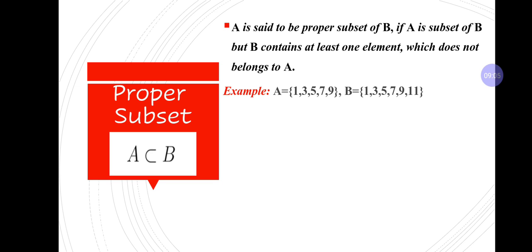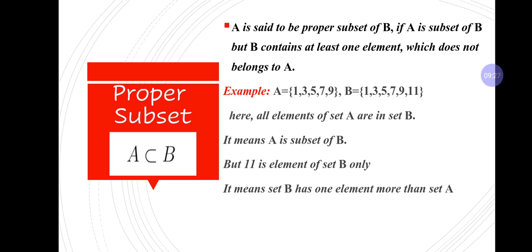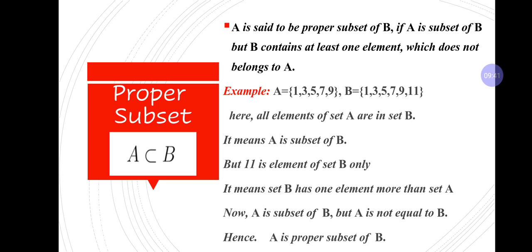Here is an example. Set A has elements 1, 3, 5, 7 and 9 in it and set B has elements 1, 3, 5, 7, 9 and 11. Here all the elements of set A are in set B. It means A is a subset of B. But 11 is an element of set B only. It means set B has one element more than set A. Now A is a subset of B, but A is not equal to B. So we can say A is a proper subset of B.